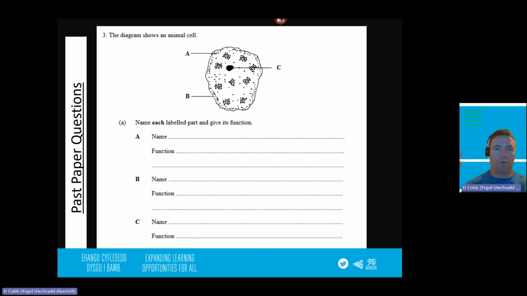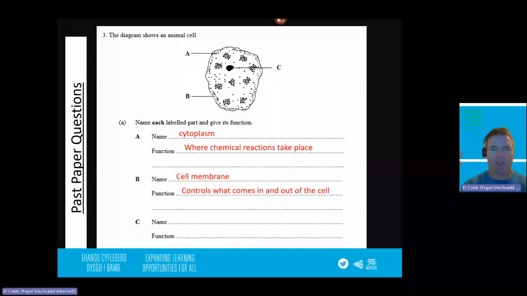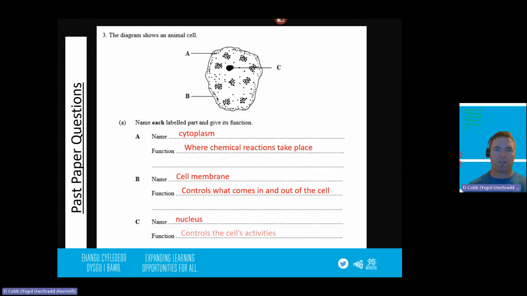So what should we have here? This is quite a lot of recall, because you've got to get the name. Okay, so A is the cytoplasm, and then you've got to recall the function as well. And this we can just reel off. It's where chemical reactions take place. B is the cell membrane, and the function of the cell membrane is that it controls what comes in and out of the cell. We've seen that before. And C is the nucleus, which controls the cell's activities. You might mention things like it contains DNA.